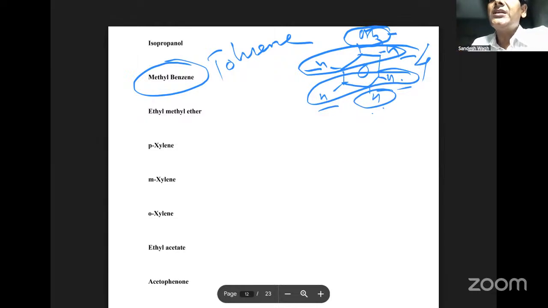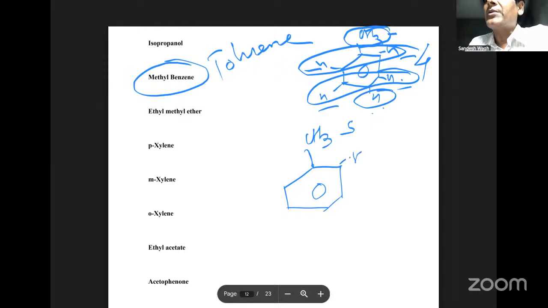But how to see the splitting pattern? This is a very interesting one for the benzene ring. So I'll draw the structure again for the splitting pattern. Now this CH3 has no proton nearby, because this is a quaternary carbon. So this will be a singlet. Now this proton and this proton, A, B, C. So this is also A, this is also B. This is nearby 1 proton, so N+1, this will be a doublet.